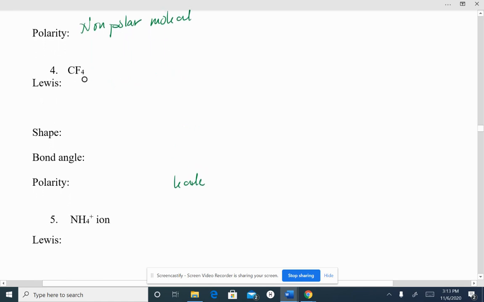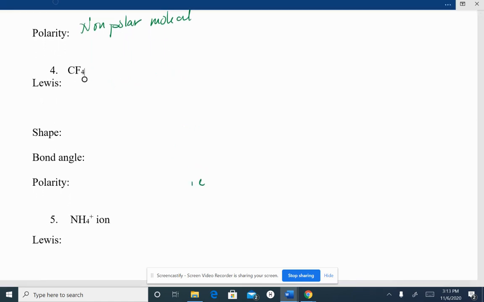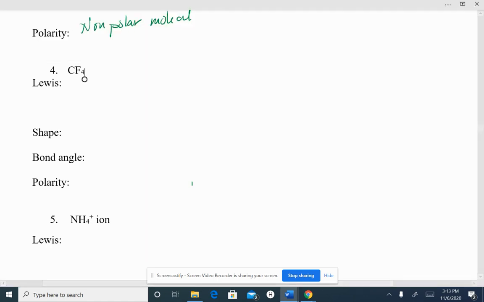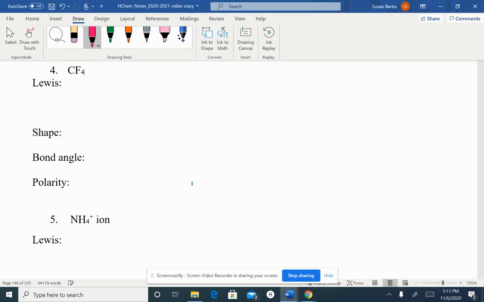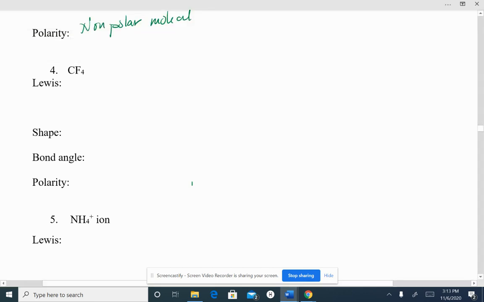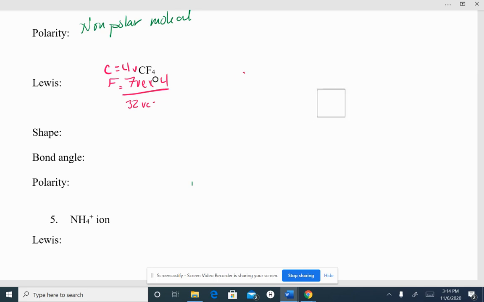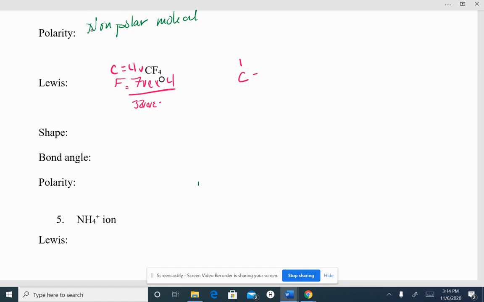Carbon tetrafluoride. Let's get this next one. Carbon tetrafluoride, we've got carbon, which gives us 4 valence electrons, and we've got fluorine, which gives me 7 valence electrons, and I've got 4 of them. So 4 times 7 is 28, plus 4 gives me 32 valence electrons I've got to place. Now, carbon's going to be the one in the center. Hopefully you guessed that.